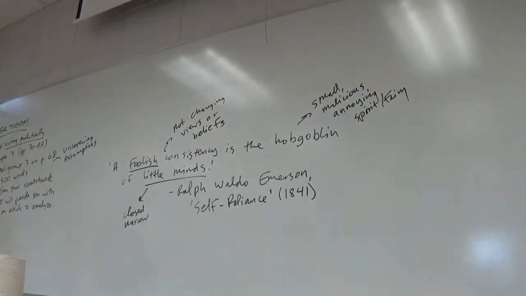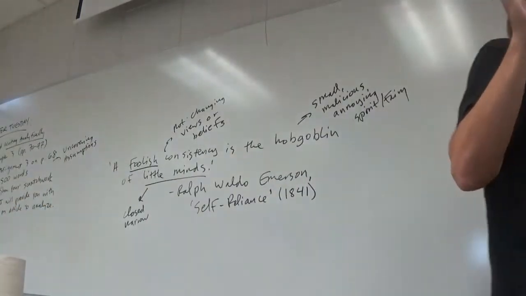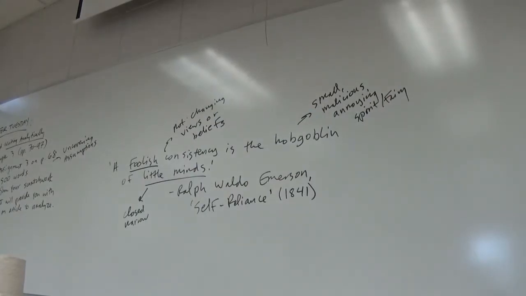Okay, so if a foolish consistency is the hobgoblin of little minds, then how do we put all of everything that we've pulled out here together? Being unwilling to change your views and beliefs is the trait of a small, close-minded person. Yeah, essentially, if we had to boil down the meaning of the sentence, that is kind of what we get here.